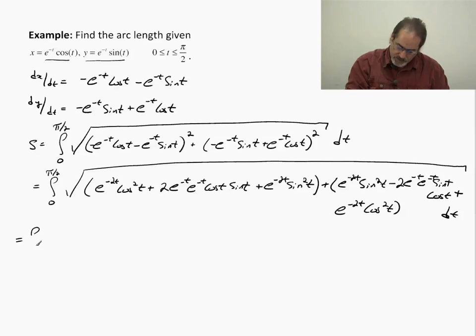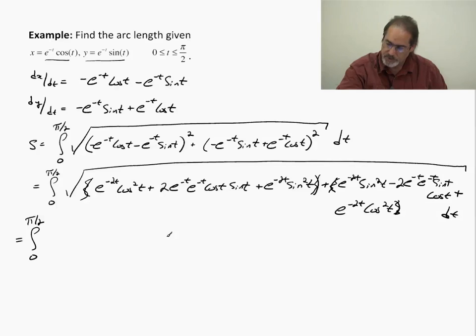Well, that equals the integral from 0 to pi over 2. Now notice this is addition, so I can just drop these parens and not have to worry about any sign changes. Let's see if we get lucky, which I'm sure we will, and if anything goes away. I have a 2 e to the negative t cosine t sine t. And here's a negative of that same thing. So that's going to go away. And I don't see anything else offhand that's going to cancel.